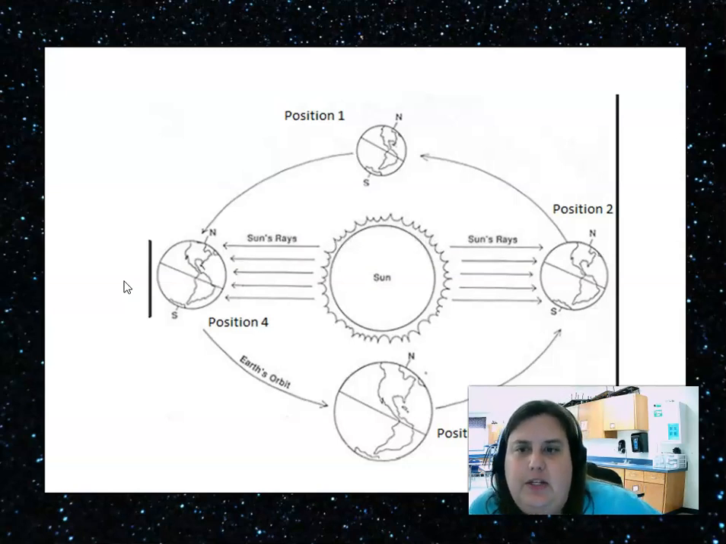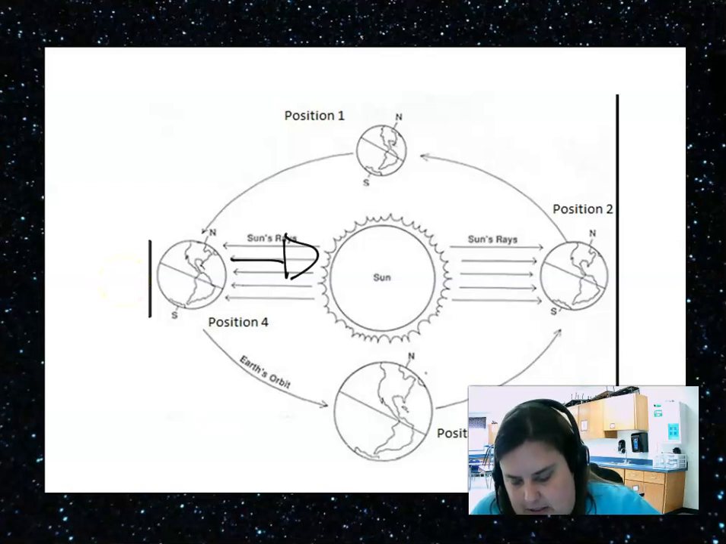What you need to do first is find summer in the northern hemisphere, and so to do that, we're going to look to see which earth is tilted towards the sun. So this particular earth over here is tilted towards the sun, so this is going to be the summer solstice.